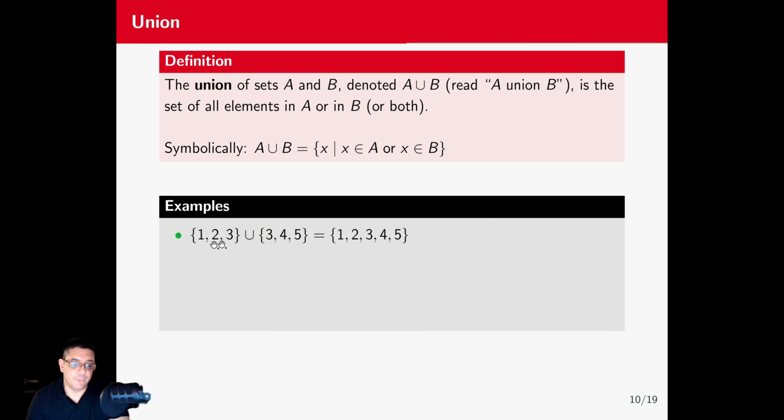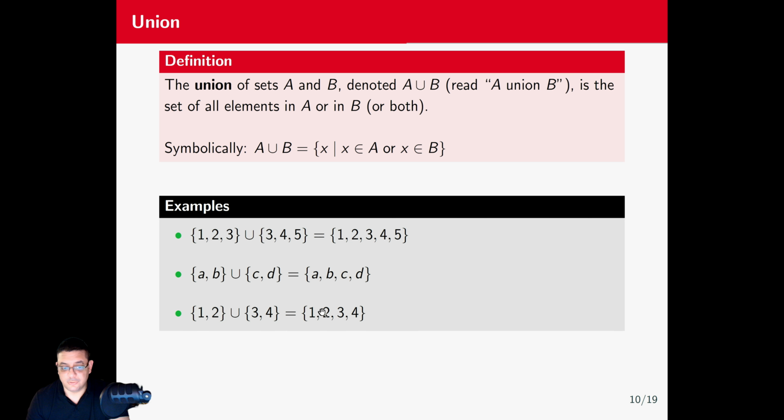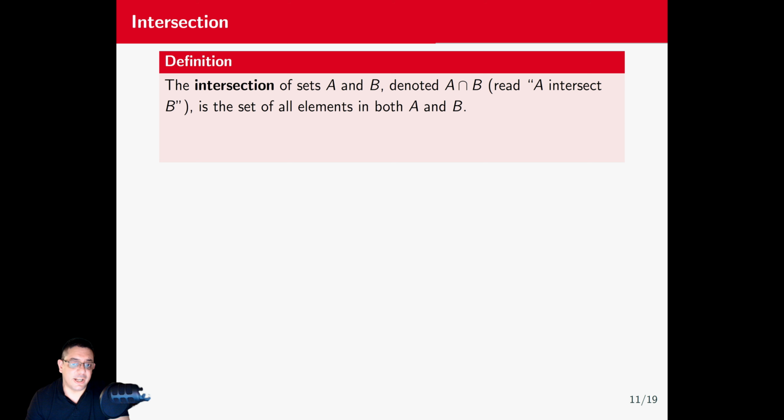Some examples here. If we have the set {1, 2, 3} union with {3, 4, 5}, then the union is going to be the set {1, 2, 3, 4, 5}. Remember, there's no repetition, so it doesn't matter that we have 3 twice. The set {a, b, c, d} union with {c, d} is going to give me the set {a, b, c, d}. And the union of the set {1, 2} with {3, 4} is just going to give me {1, 2, 3, 4} in a set. Union combines all the elements of both sets. We don't have duplicates.